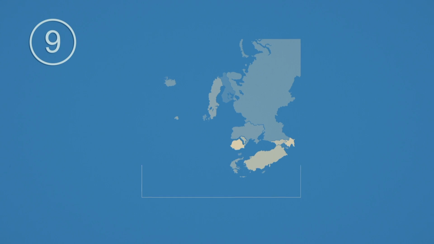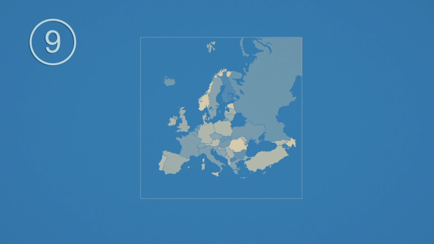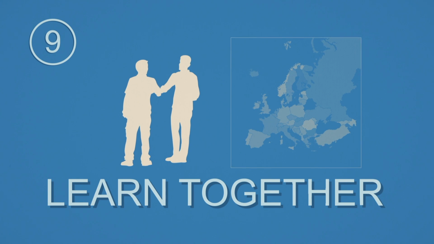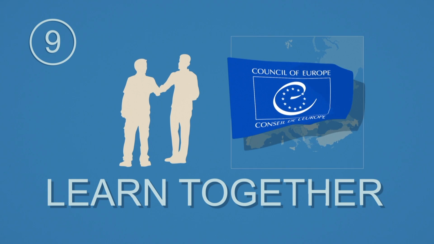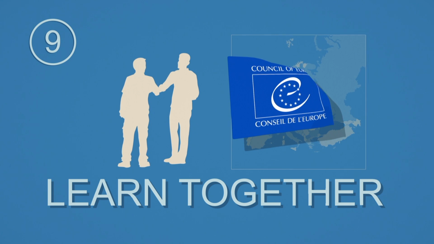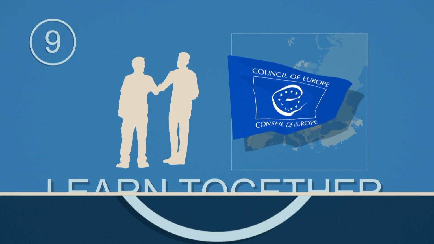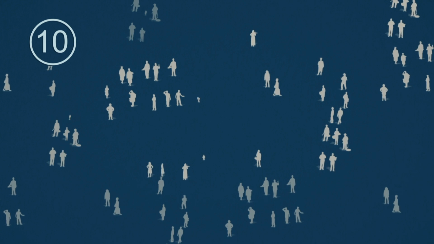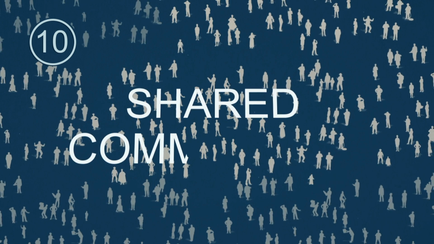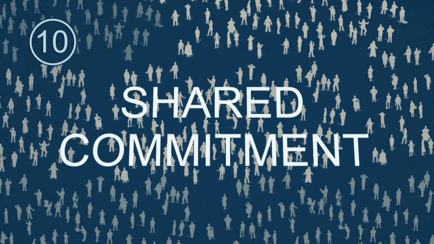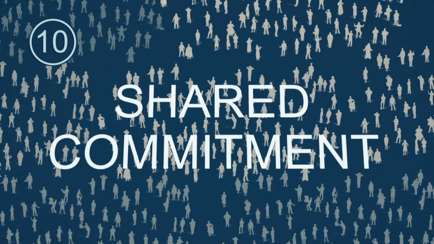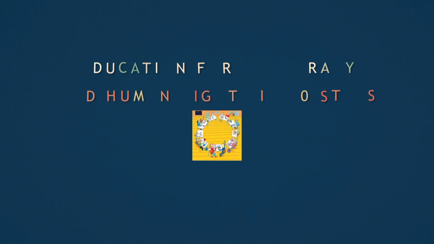Step 9. Exchange and share best practices from Europe and beyond on living together, democracy, and enhancement of human rights. Step 10. Ensure that everyone has access to education in democratic citizenship and human rights. Because every person counts.